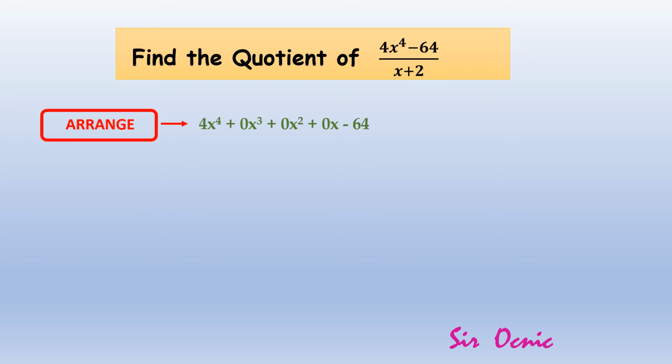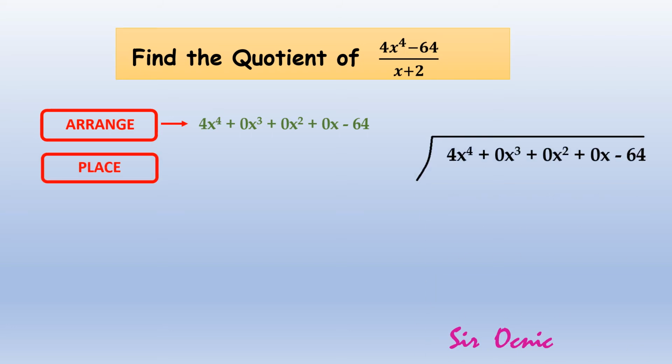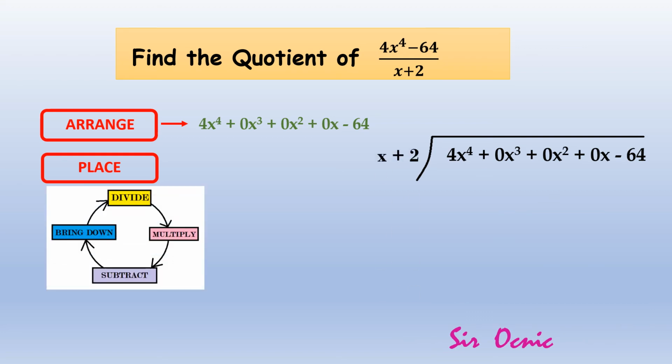Find the quotient of 4x to the fourth minus 64 over x plus 2. Arrange first the dividend. We will have 4x to the fourth plus 0x cubed plus 0x squared plus 0x minus 64. Place the dividend and the divisor and follow the cycle divide, multiply, subtract, and bring down.